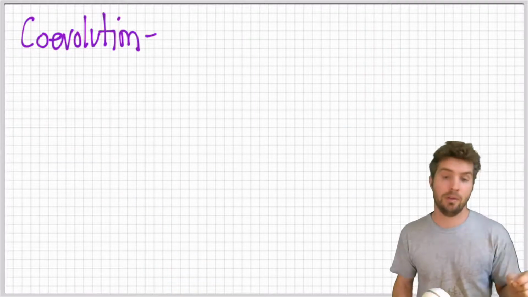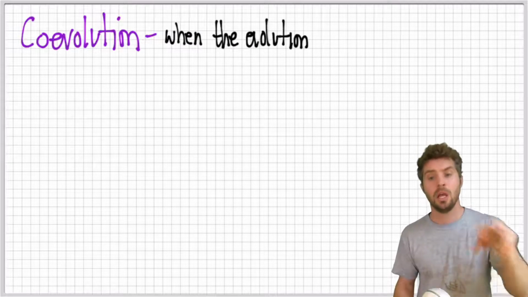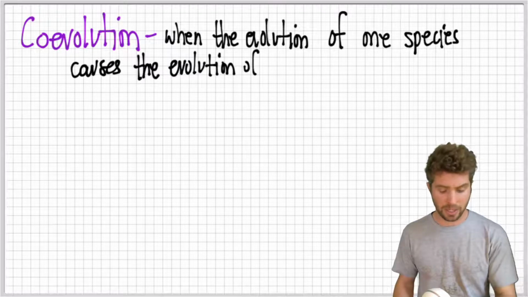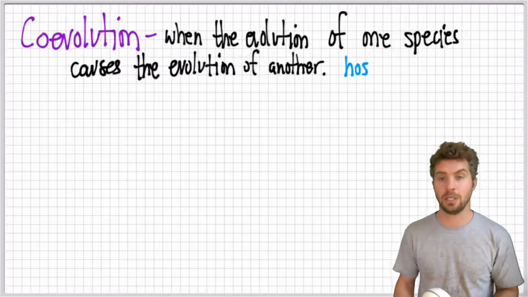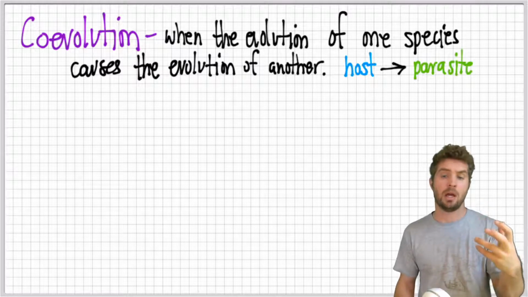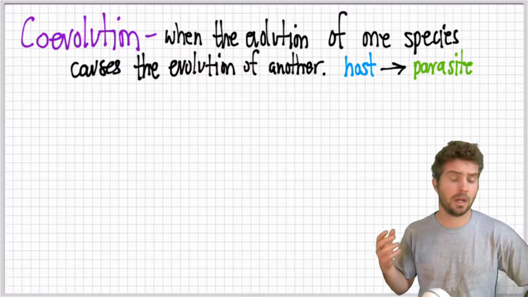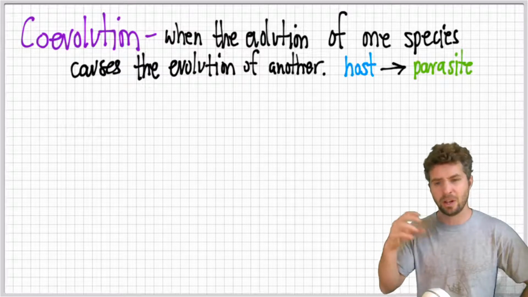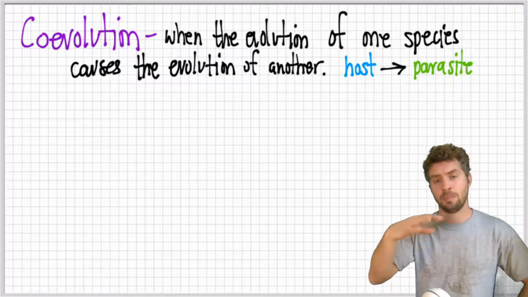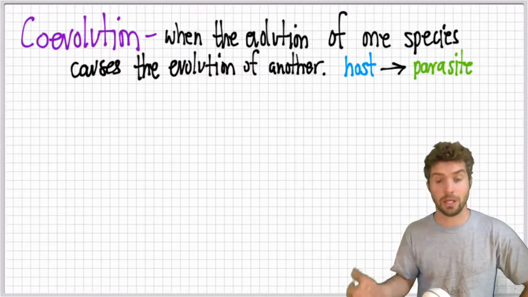Next is coevolution. All right, coevolution is when the evolution of one species influences the evolution of another species. Okay, and the easiest illustration or example of this is when a host animal or organism evolves, and if that host has a parasite, another organism that depends on and feeds on that host, the host evolving can cause the parasite to evolve as well. Okay.